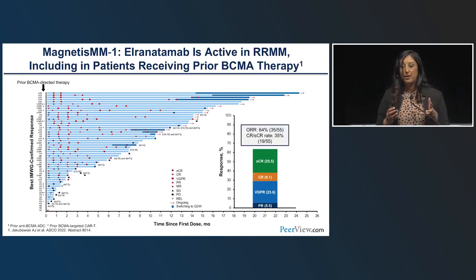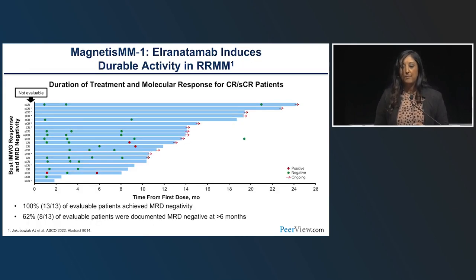And so again, looking at the patients who had prior BCMA therapy, here you see patients that are ongoing even 2 years later that have had great responses. And the overall response rate for all patients is 64%. The stringent CR rate about 35%. And then those patients who had that stringent CR, again, we know that the depth of response really matters in these patients with these new novel therapies, but 100% had gotten MRD negativity, and 62% of those evaluable patients greater than 6 months. And we think that sustained MRD probably means a longer PFS.